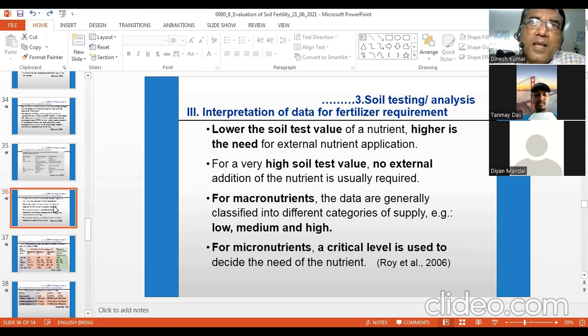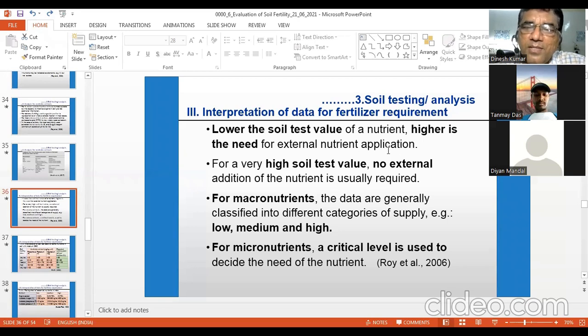The status of nutrient can be converted into kilogram per hectare also from different units. First, you estimate in percentage, ppm, microgram per gram, and so on. And then these can be converted into kg per hectare basis also. So what is your interpretation now? Lower the test value of the nutrient, higher is the need for external application. These are very important principles for interpretation. Lower the test value, you need to apply higher value of the nutrients. For a very high soil test value, no need to apply any nutrient.